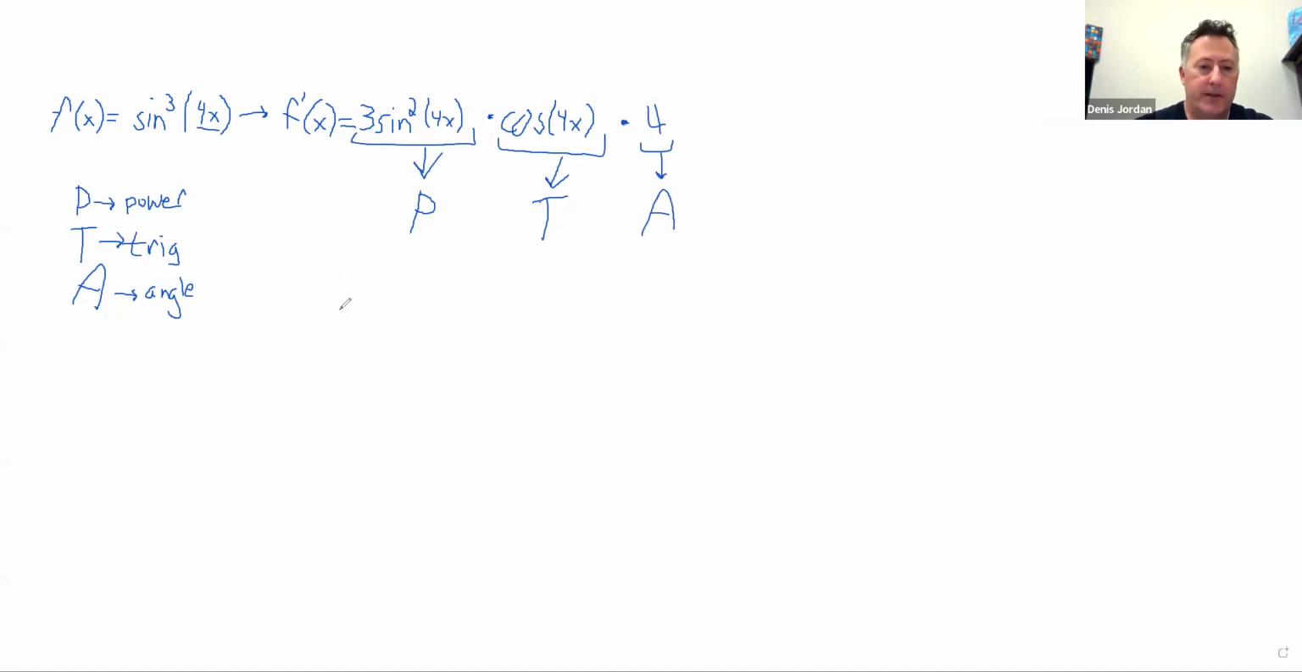So from here, it's just a matter of kind of cleaning stuff up, which is mostly just multiplying any constants together. It's like 3 times 4 is 12. Personally, and I said this earlier, I like the trig functions with powers on them to come at the end, but it's not necessary to do. So if I was writing it out, I would write the cosine part next.